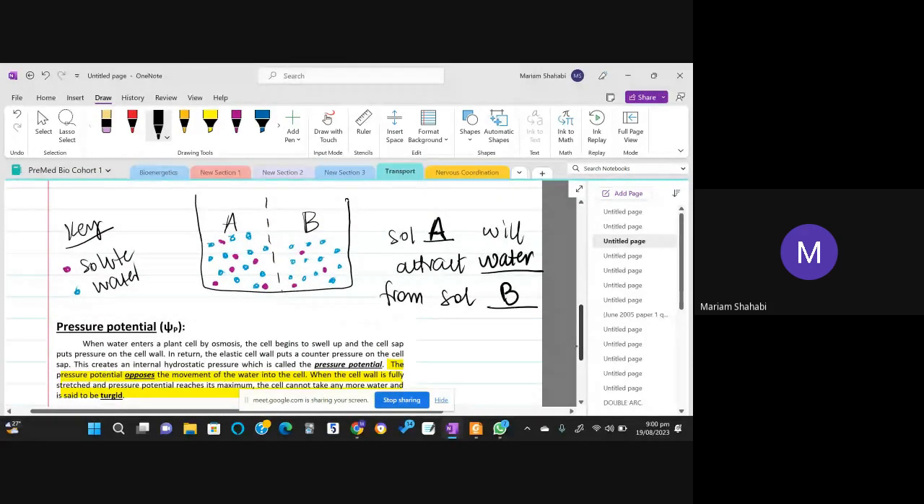And as a result of that, B's water potential will further decrease. Its water potential will decrease because all the water has left it; basically the water has come here.